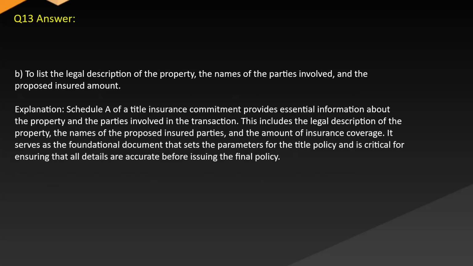Answer: B. To list the legal description of the property, the names of the parties involved, and the proposed insured amount. Explanation: Schedule A title insurance commitment provides essential information about the property and the parties involved in the transaction. This includes the legal description of the property, the names of the proposed insured parties, and the amount of insurance coverage. It serves as the foundational document that sets the parameters for the title policy and is critical for ensuring that all details are accurate before issuing the final policy.